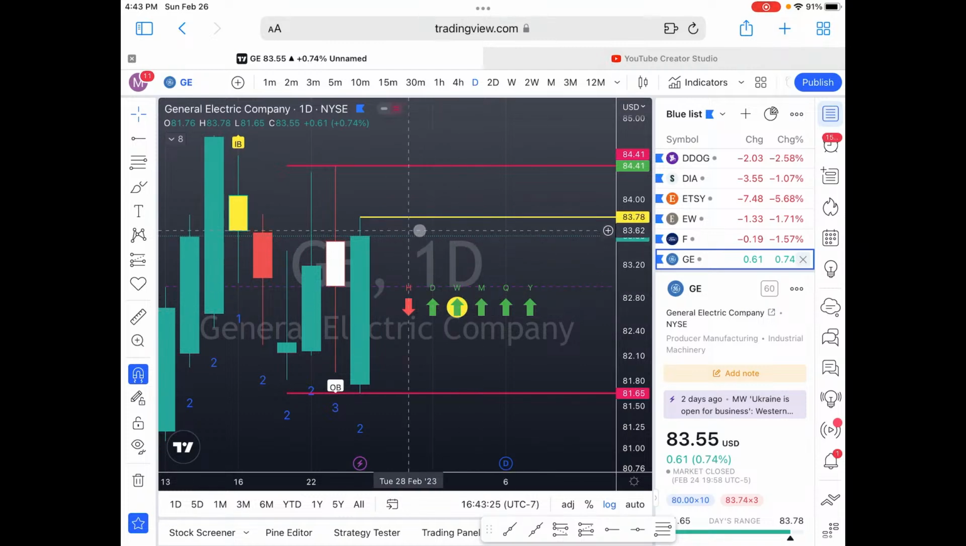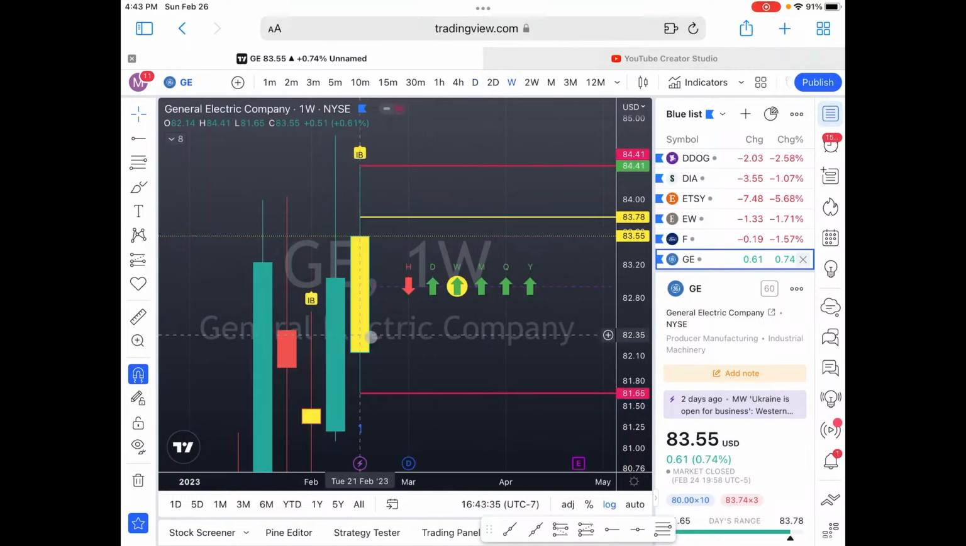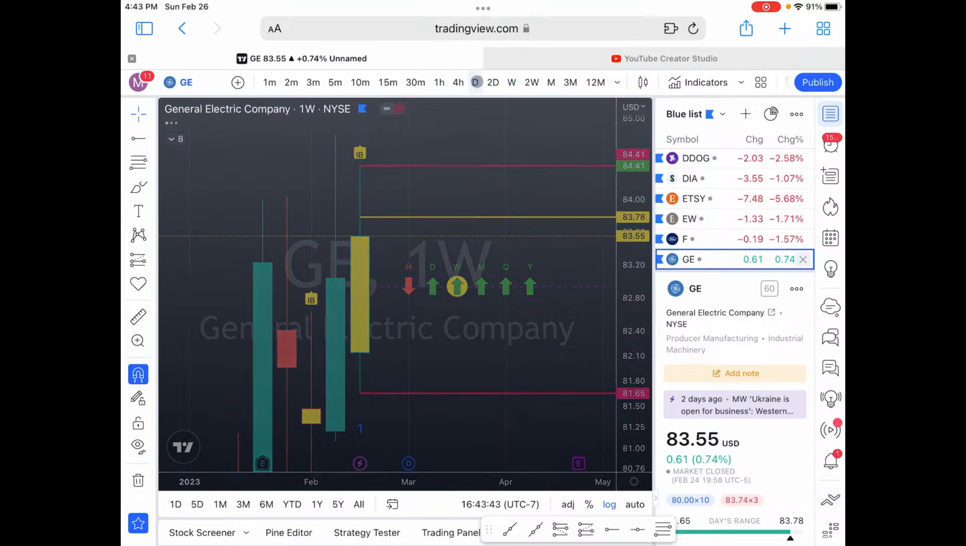So triggers here on the daily on GE, 83.78 based on this 2 down that finished green. You also notice those 2 pink lines that are there. Okay, so again, those 2 pink lines represent my weekly chart. There's an inside bar on the weekly, okay? Consolidation candle on the weekly. So we mark the trigger high, trigger low on there.